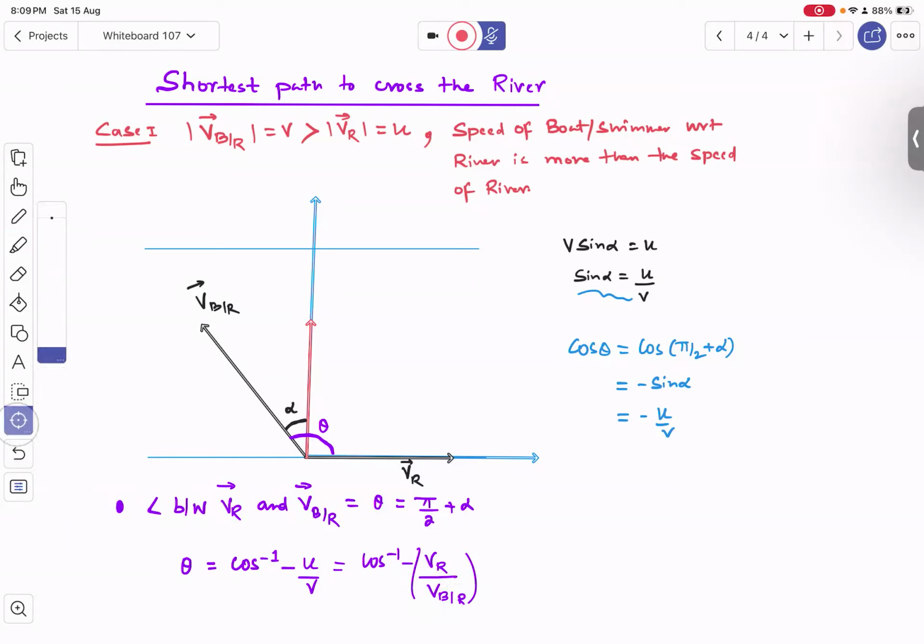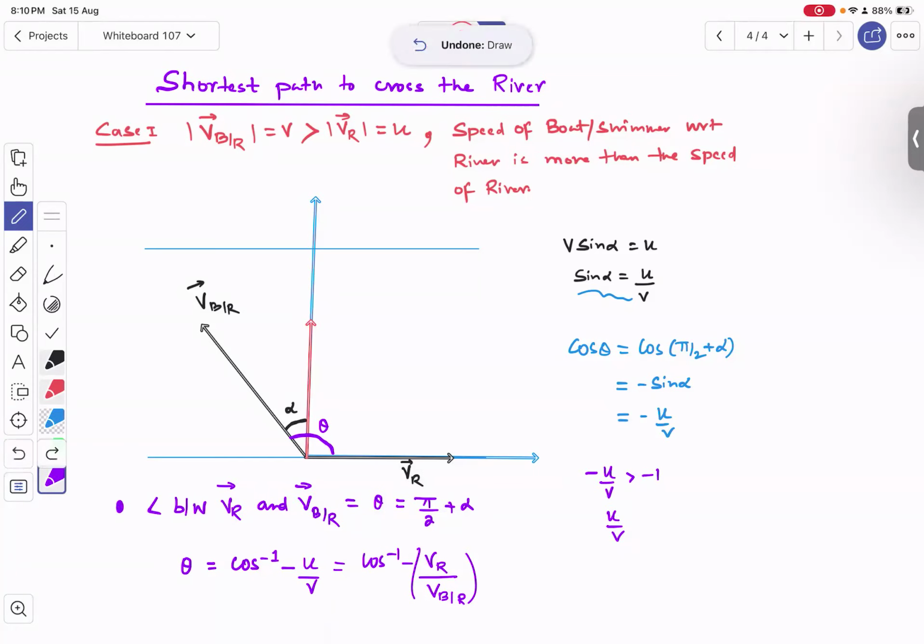So cos cannot be less than minus 1, no? So minus u by v should be more than minus 1. It means what u by v should be? So cos cannot be less than minus 1. So I'll write down, minus u by v must be more than minus 1. So what u by v must be then? Less than 1, since multiplying with minus changes the sign. So what should u be? Less than v.